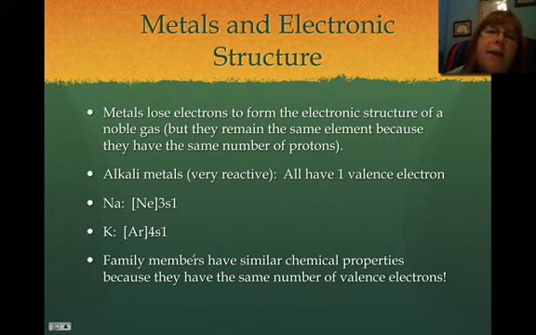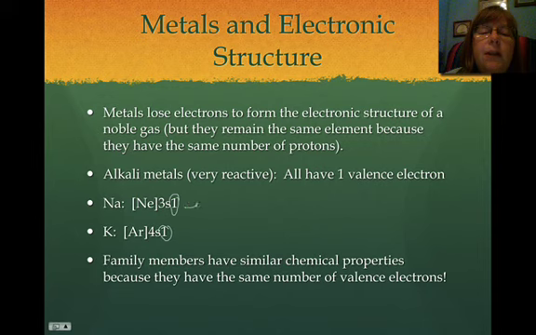So let's think about the alkali metals. They're very reactive. They all have one valence electron. Let's have a look at sodium's electron configuration: neon 3s1. That 1 is its valence electron. Potassium, in the same family, has the electron configuration argon 4s1. Again, family members have similar chemical properties because they have the same number of valence electrons.